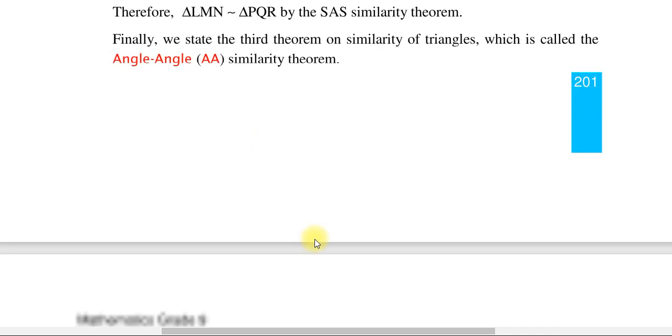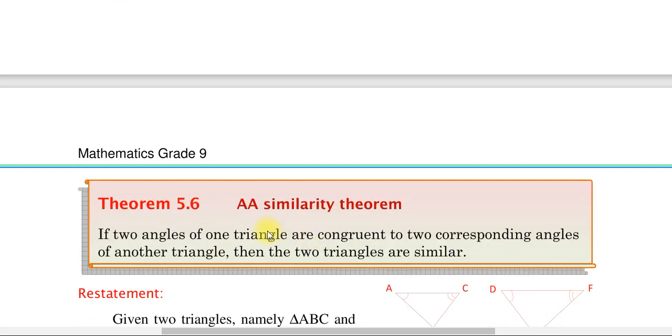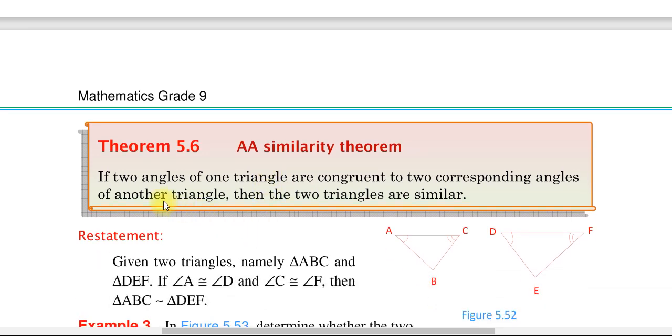Finally we state the third theorem on similarity of triangles which is called angle-angle similarity theorem. So look at the theorem. If two angles of one triangle are congruent to two corresponding angles of the other triangle, then the two triangles are similar.